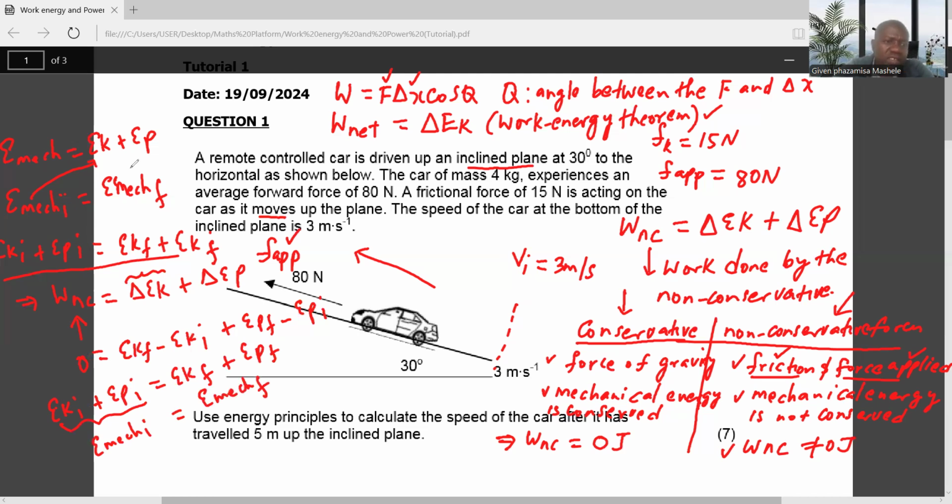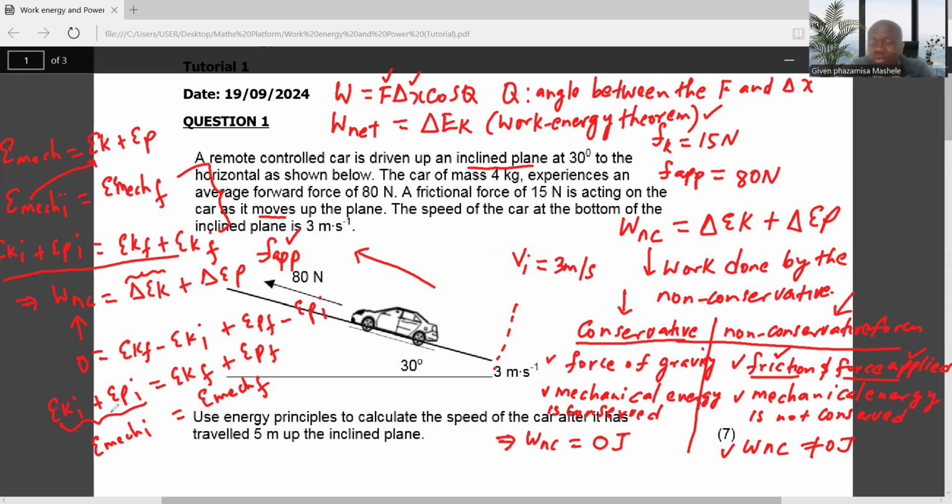You see that it's now attesting to what I was saying, that only when you have a conservative force will mechanical energy before and after be the same. So it's very important when you're analyzing the work energy equation, you check. Once you read the question and they tell you that you have frictional force, or you have force applied, or you have tension, you must know that this is an example of a non-conservative force, which means mechanical energy before and after is no longer the same. The mechanical energy is not conserved anymore. So it's very important to understand that.